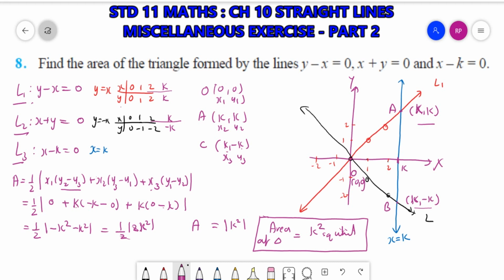So we got three points, the vertices of the triangle. Using the formula of area, half into modulus of x1 (y2 minus y3) plus x2 (y3 minus y1) plus x3 (y1 minus y2), and putting down the values of x1, y1, x2, y2, and x3, y3, we found that the area of the triangle is k square square units. Clear? This was about question number 8. Just note it down.